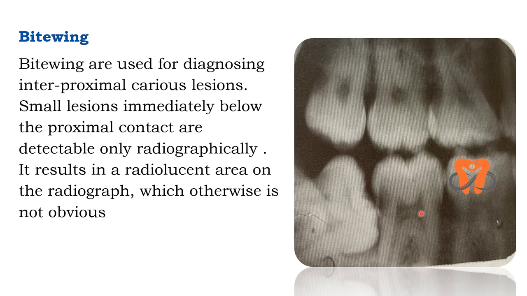It is an interproximal contact area. Now you can see it is present. It's a distal side of a second molar. Clinically, it is not detectable. It's only through this bitewing radiograph that you can detect this type of caries.